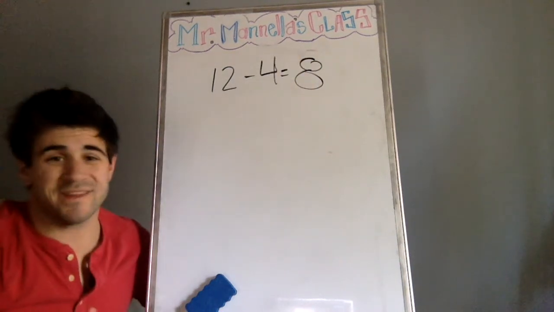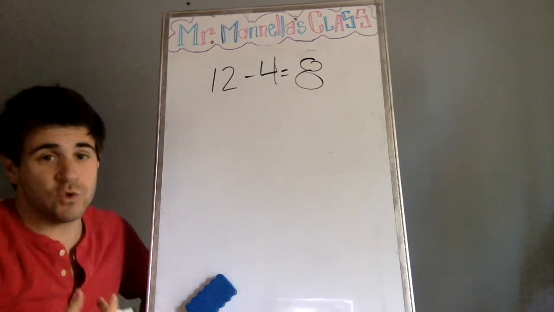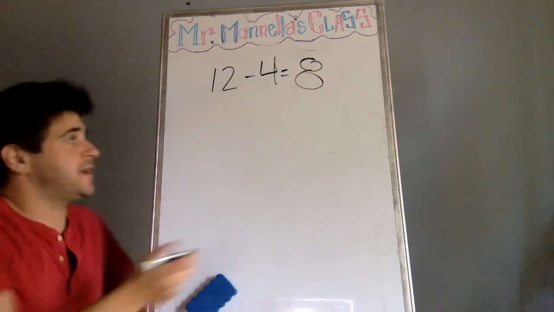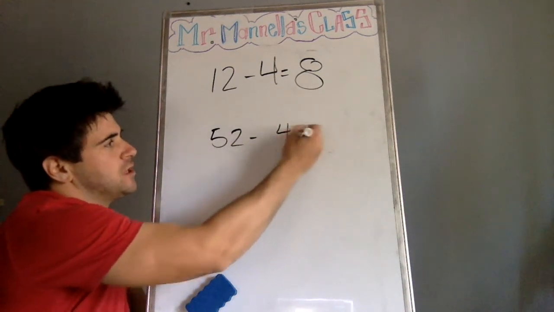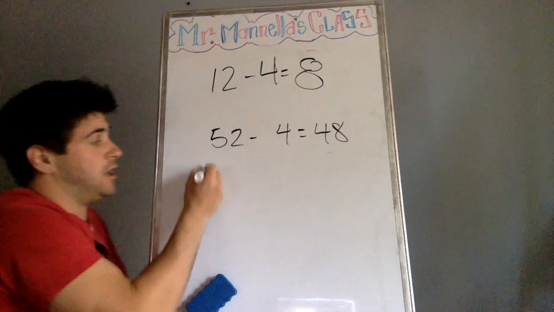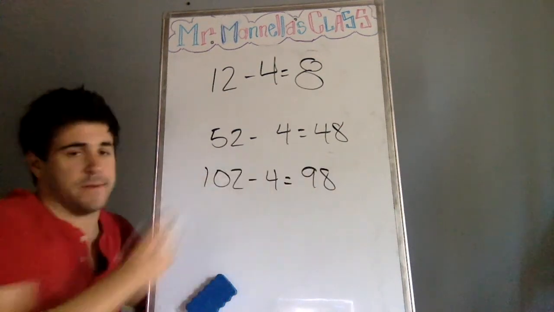All right, let's look at 12 minus 4. Twelve minus 4 is 8, okay? Anytime you take a 4 away from a 2, you get an 8, okay? So 52 minus 4 would be 48. 102 minus 4 would be 98, okay?